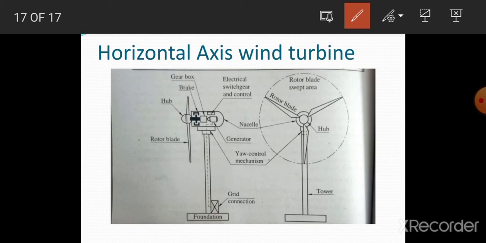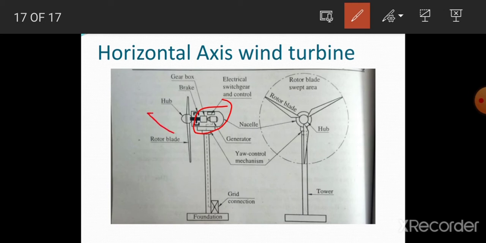However, the design is somewhat complex and expensive, as the generator and gearbox are to be placed at the top of the tower, that is here at the top of the tower. Also a tail or yaw drive is to be installed to orient them in the wind direction.